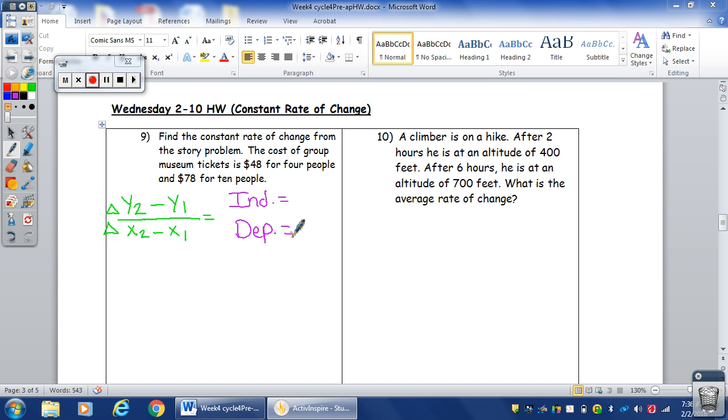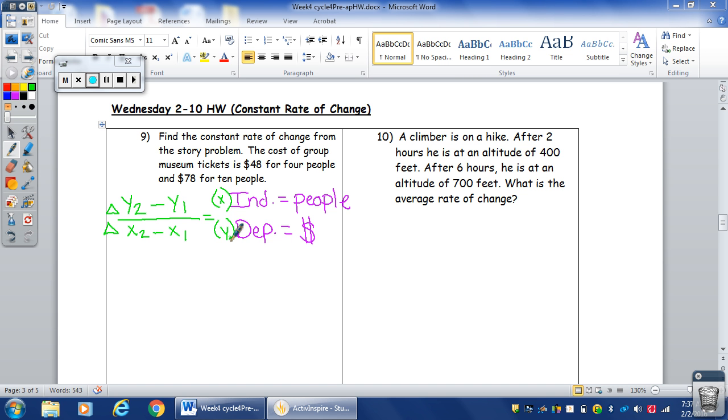Well, we know that the people can stand alone. So people should be the independent variable, and cost is always going to be dependent upon how many people go. So the cost would be the dependent. So remember, we also learned in class that the independent is going to be represented by x, and the dependent is going to be represented by y.